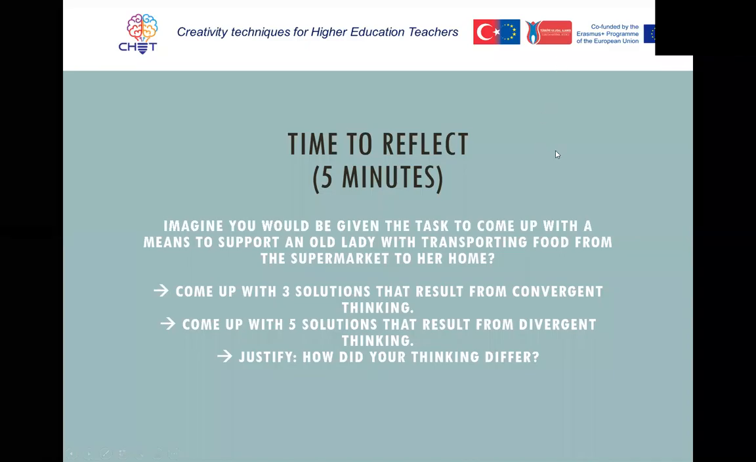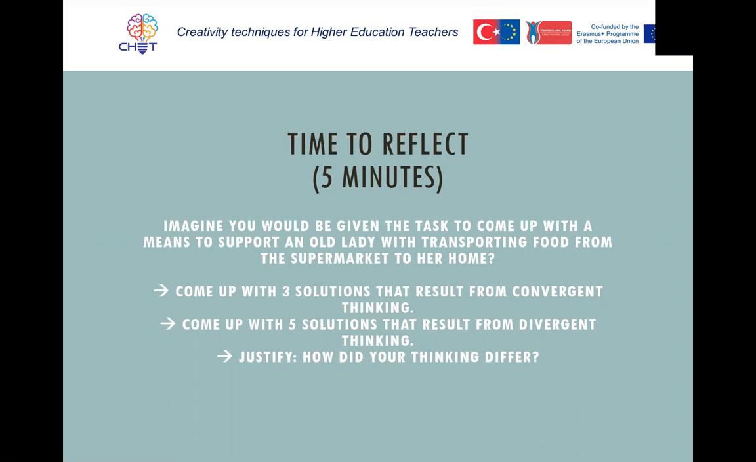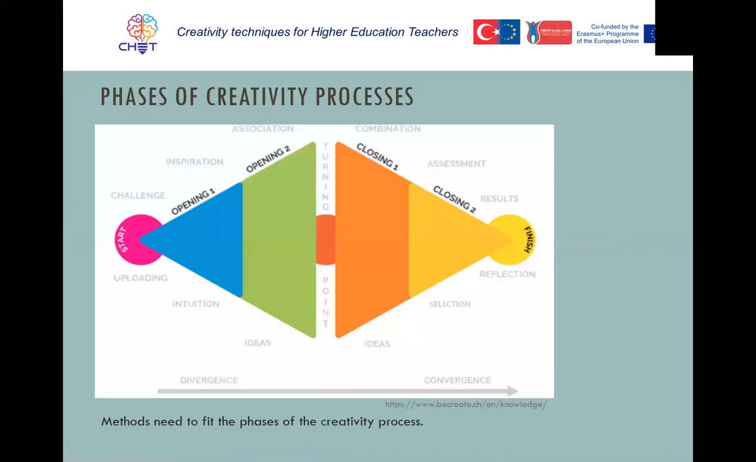Welcome back to part 2 of Unit 1, Topic 1. The last thing I asked you to do was to take 5 minutes to reflect on how you would support an old lady with transporting food from the supermarket to her home. Now, after you have hopefully come up with brilliant convergent and divergent ideas, let's have a further look into the phases of the creative process.